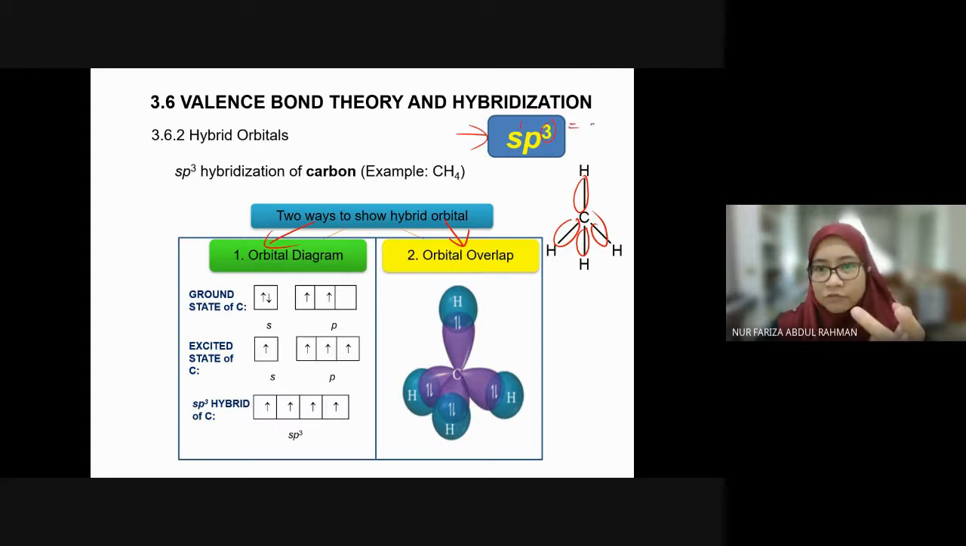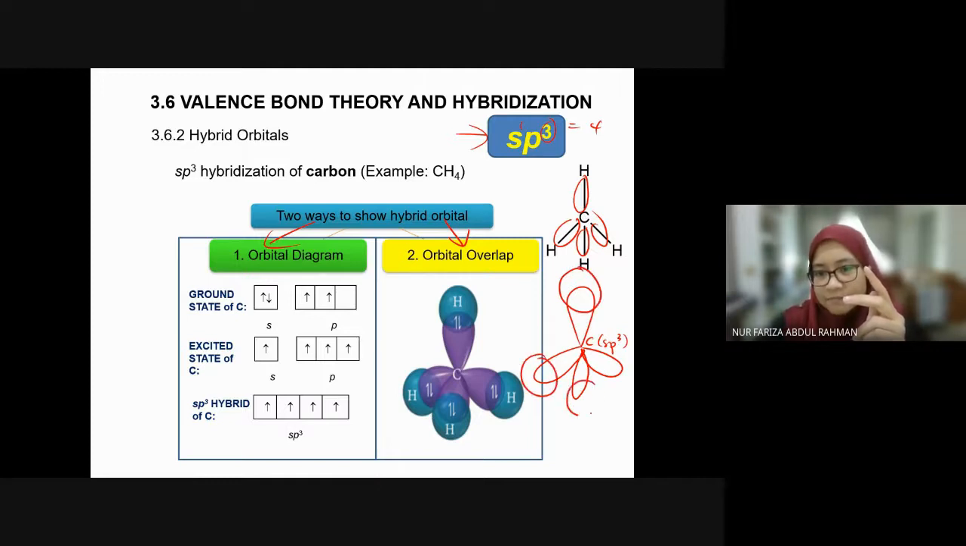So next, to draw the orbital overlap, you just count the total number of hybrid orbitals. 3 plus 1 is equal to 4. That means you have to prepare 4 loops. 1, 2, 3, 4. And then it combines. This is carbon sp3. Please do not forget to label. And then this is for carbon. Hydrogen. How about hydrogen? Okay, so this is hydrogen. So we have 4 of them. Yes, and then label.